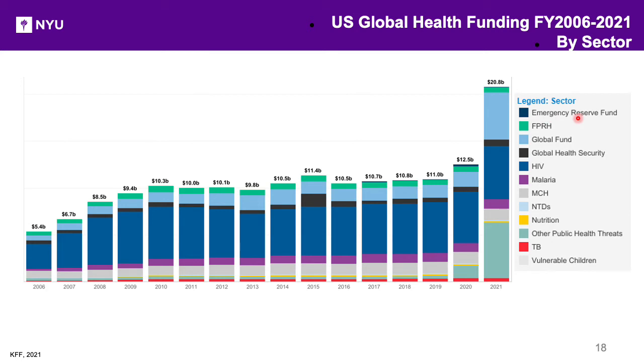So the areas in which it's programmed for includes the emergency reserve. We have FPRH, which stands for family planning and reproductive health, which you can see here in the green. We have the Global Fund. We have global health security right here. We have HIV, malaria, maternal child health right here, NTDs, nutrition right here, and other public health threats, TB, and vulnerable children, which makes up a very small sliver.